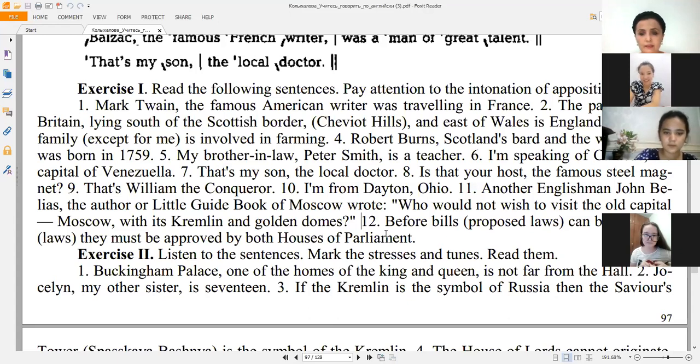Rahima, please read the next example. Then we will continue. You will act your role plays maybe, if you haven't got any questions about the intonation of apposition.